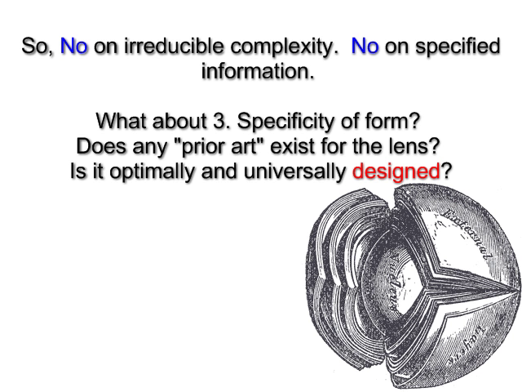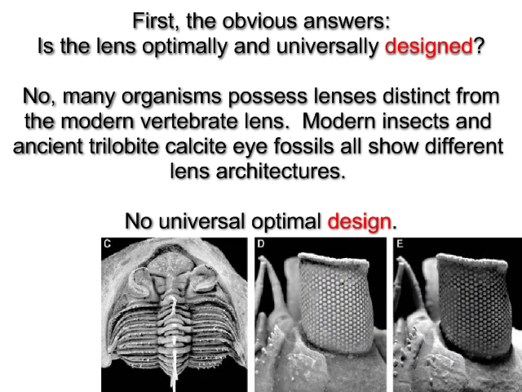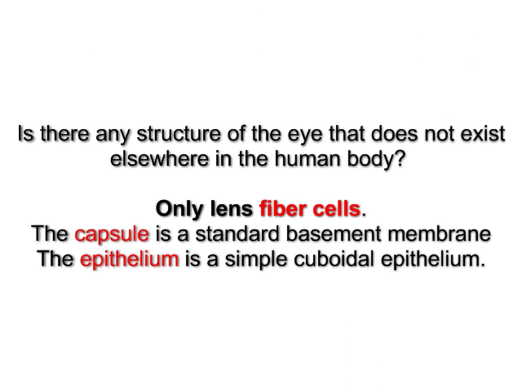What about three, specificity of forms? Is there any sort of prior art that exists for the lens? Is it optimally and universally designed? Well, first, the obvious answers. Is the lens optimally and universally designed? Well, no. Many organisms possess lenses distinct from the modern vertebrate lens. Modern insects and ancient trilobite calcite eyes show different lens architectures. So that's no to universal optimal design.